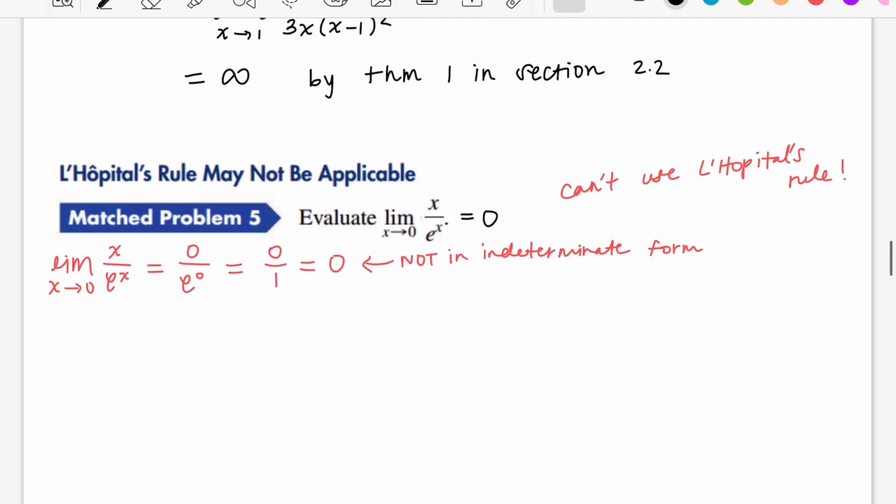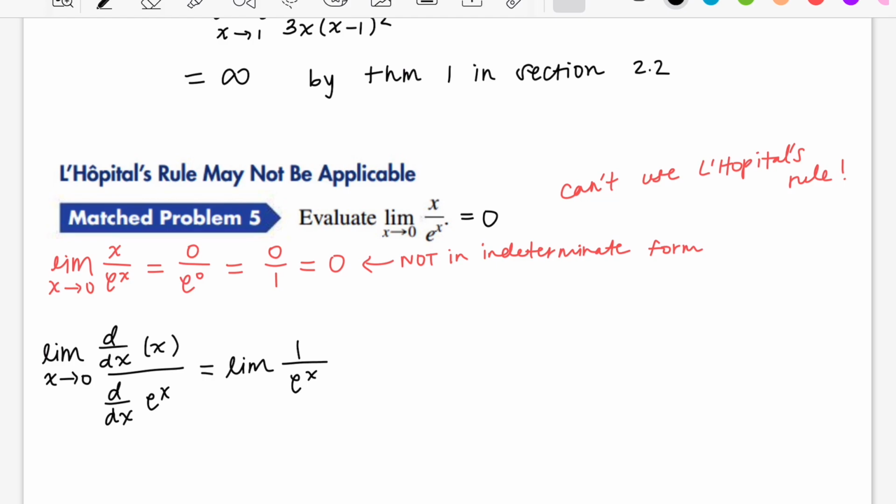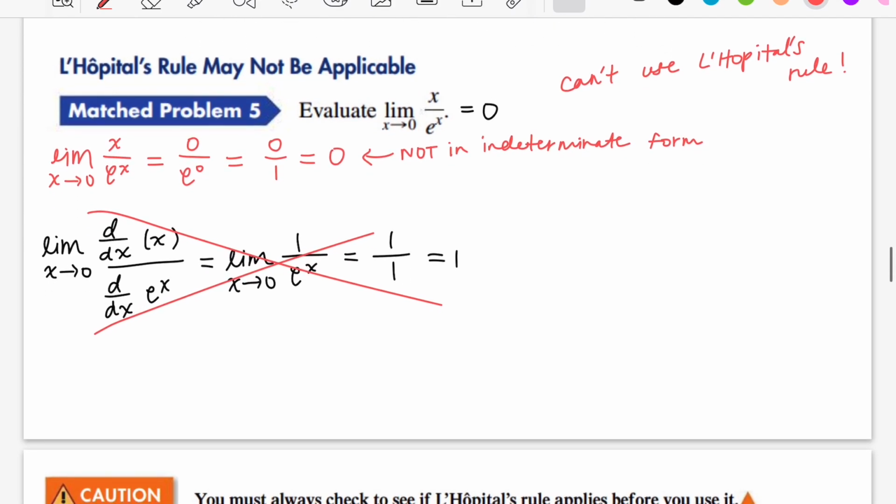Something to note here is that if we were to use L'Hopital's rule, so let's just try it out. We take the derivative of the top and bottom functions separately. We end up with the limit of 1 over e to the x as x goes to 0. So we get 1 over e to the power 0, which we just said was 1, so we end up with 1. And so we would not get the correct answer if we tried to use L'Hopital's rule. So this is incorrect.